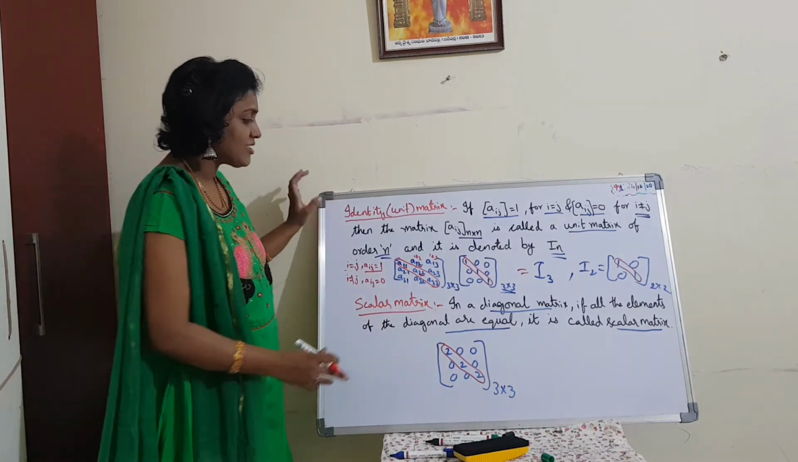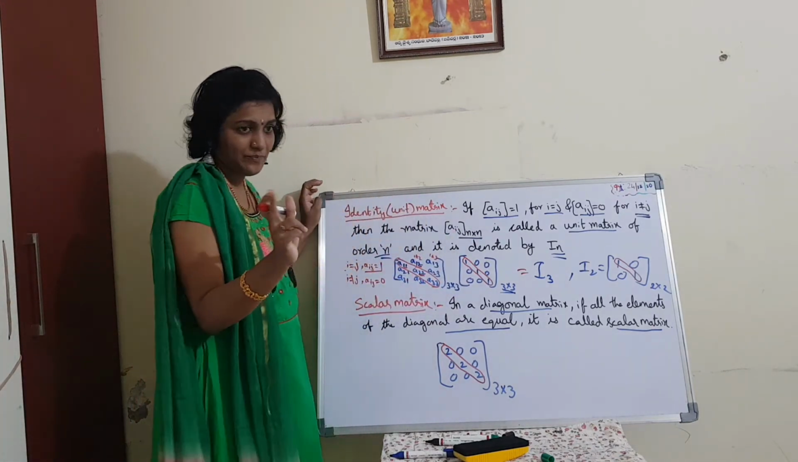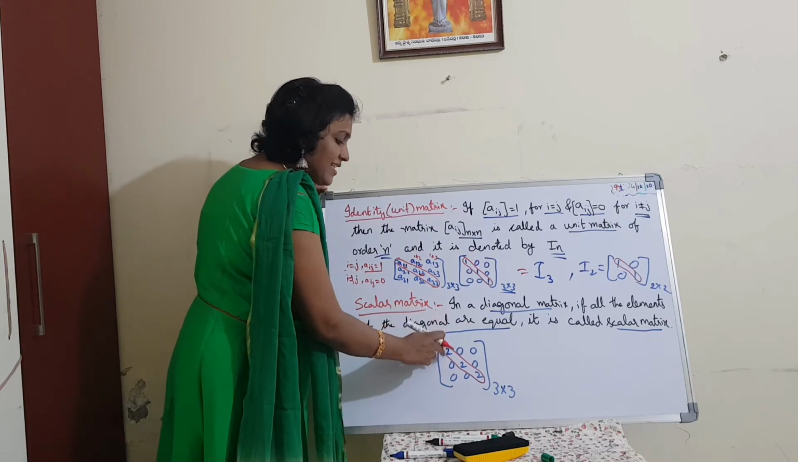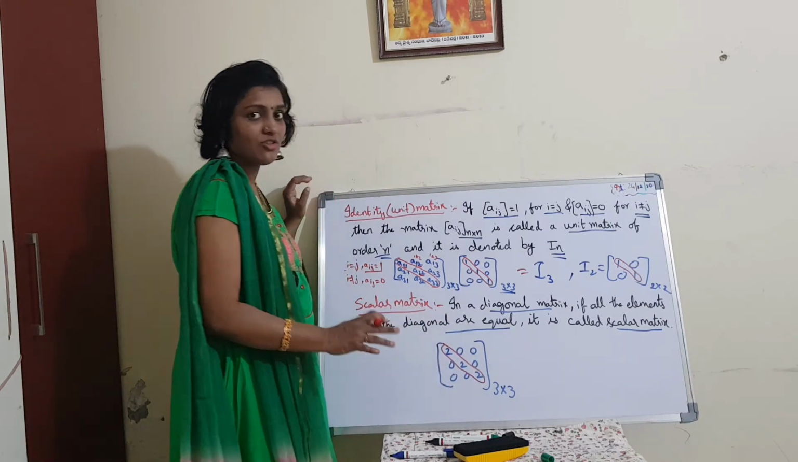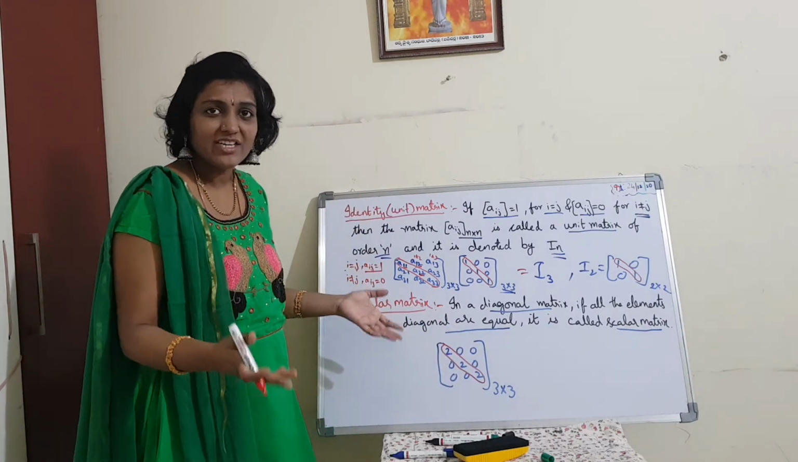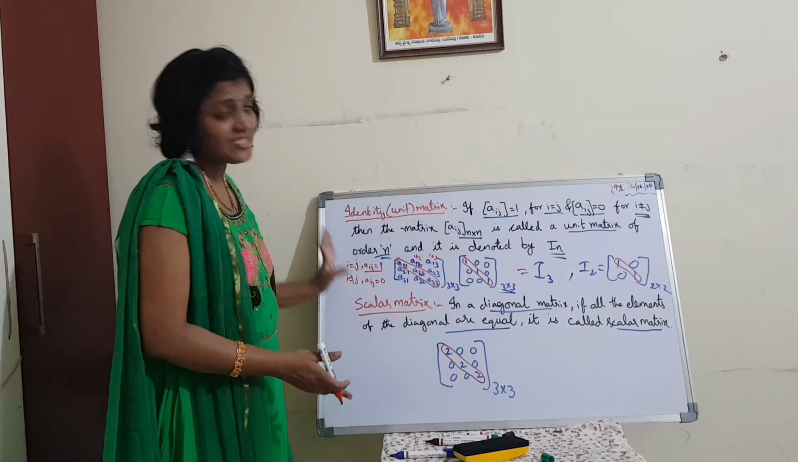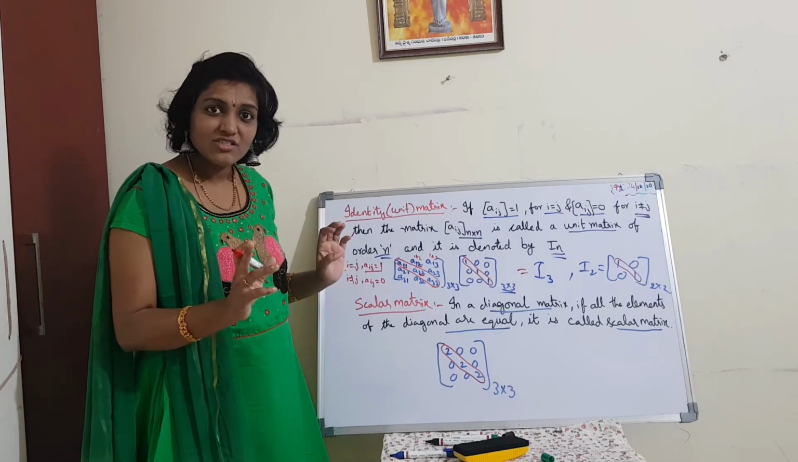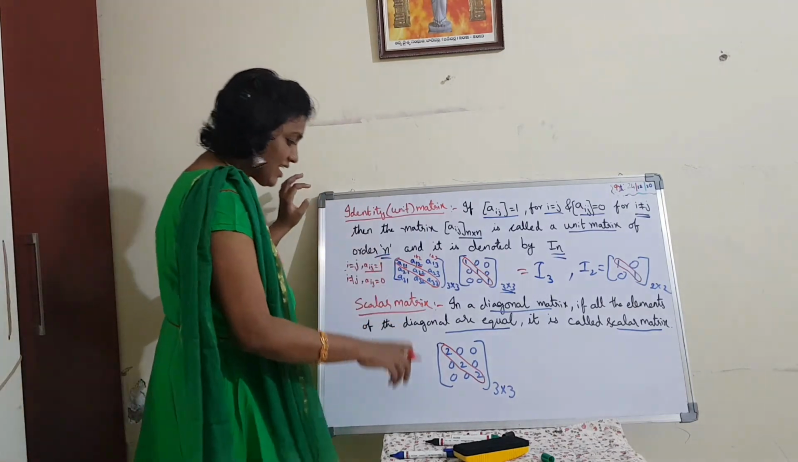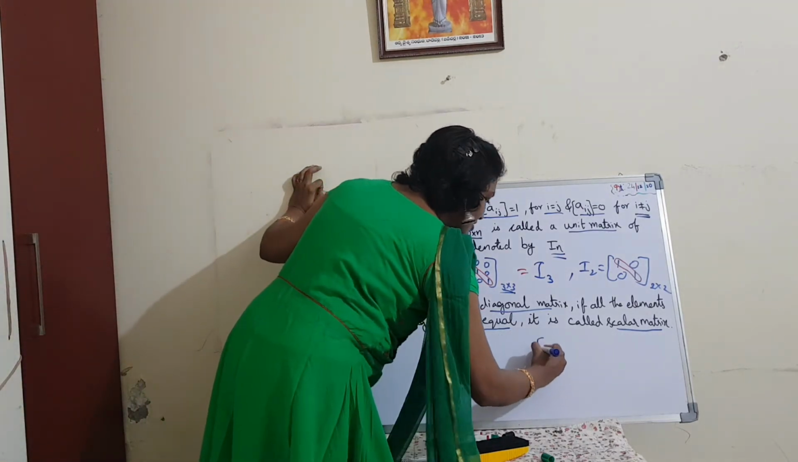Here identity matrix means only you will get 1. Here in scalar matrix the diagonal must be the same but need not be 1, maybe 1 or not. Suppose identity matrix is also scalar matrix. Identity matrix is also scalar matrix. Another example I will tell. You can understand.